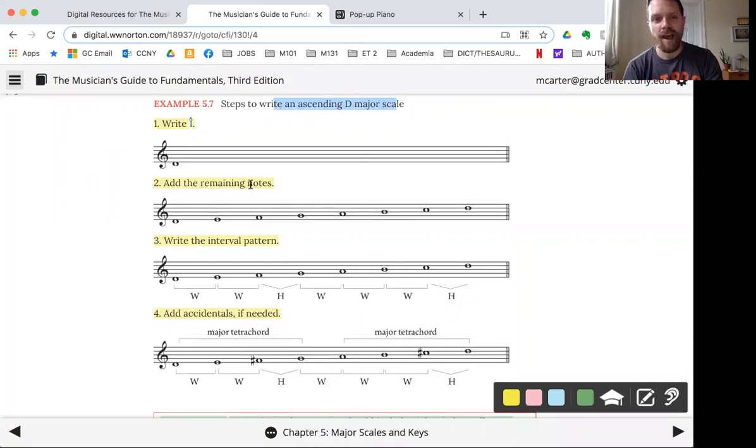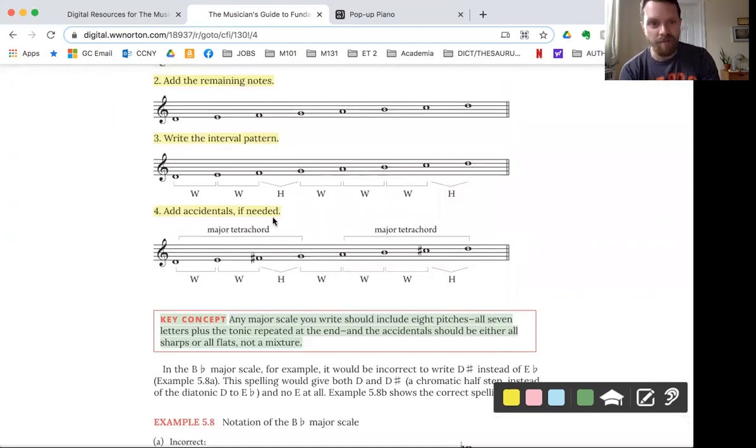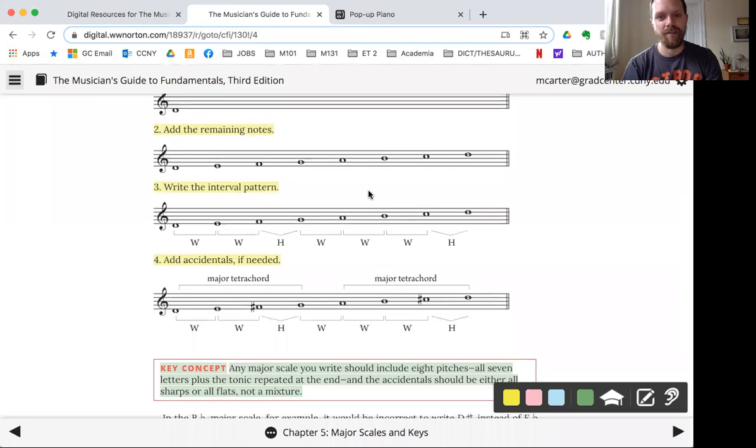Then your book says to add the remaining notes, E, F, G, A, B, C, D, E, F, G, A, B, C, D. Then write the interval pattern underneath it, whole, half, whole, half. And then add the accidentals when you need them. I kind of find that this is a couple steps too long for some students. Now, if this works for you, there is absolutely no problem with it at all.